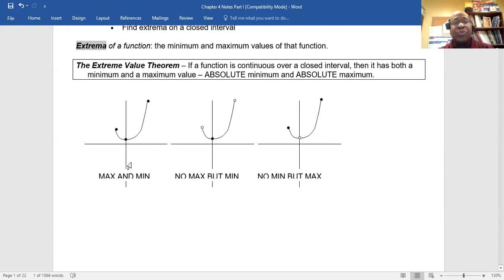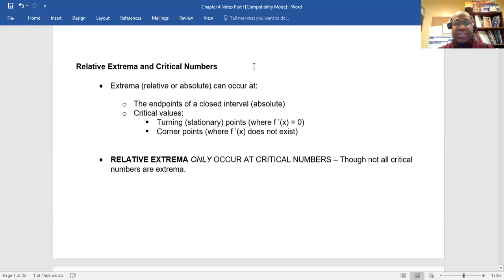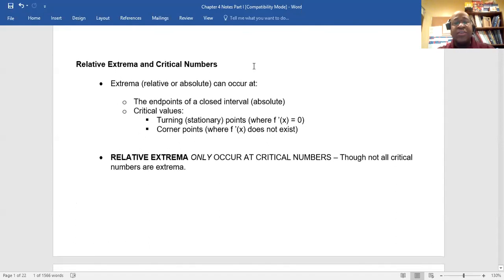So now, how do we determine what the minimum and maximum values are for a continuous function over a closed interval? Well, first of all, we have to understand when they can occur in those conditions. So the extrema can occur at the endpoints of a closed interval, and those are going to be the case where you have absolute minimum or absolute maximum points. Or they can happen at what we call the critical values. Now, the critical values can occur at turning points or stationary points.